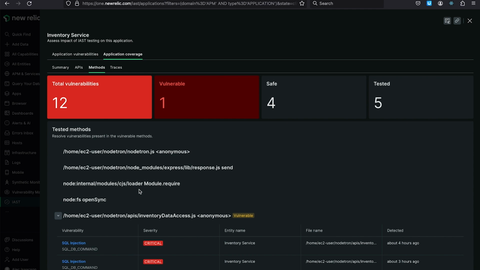Unlike other tools, New Relic IAST has visibility into the internals of your fully assembled application, so we can pinpoint exactly which APIs and methods are being exercised, and, even more importantly, which aren't. This means you can identify where the gaps are in your risk analysis. By addressing them, you're increasing both software quality and safety.